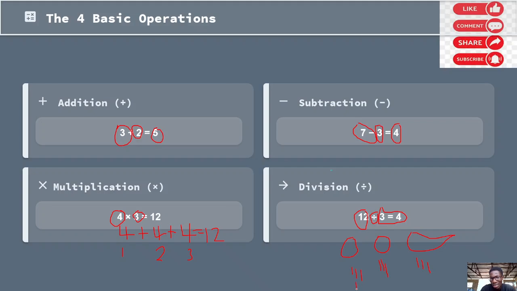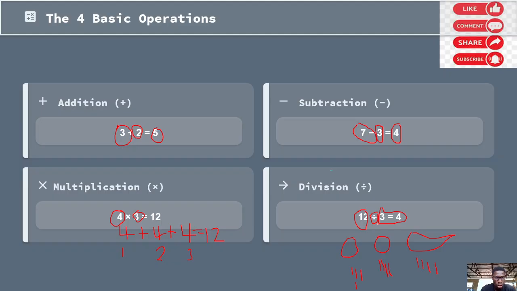So then you add another, then you add another, then you add another. So this means all got finished. So the 12 chocolates all finished. So you got to count 1, 2, 3, 4, 5, 6, 7, 8, 9, 10, 11, 12. So you are sharing 12 candies among 3 people. This is basically what division is all about.